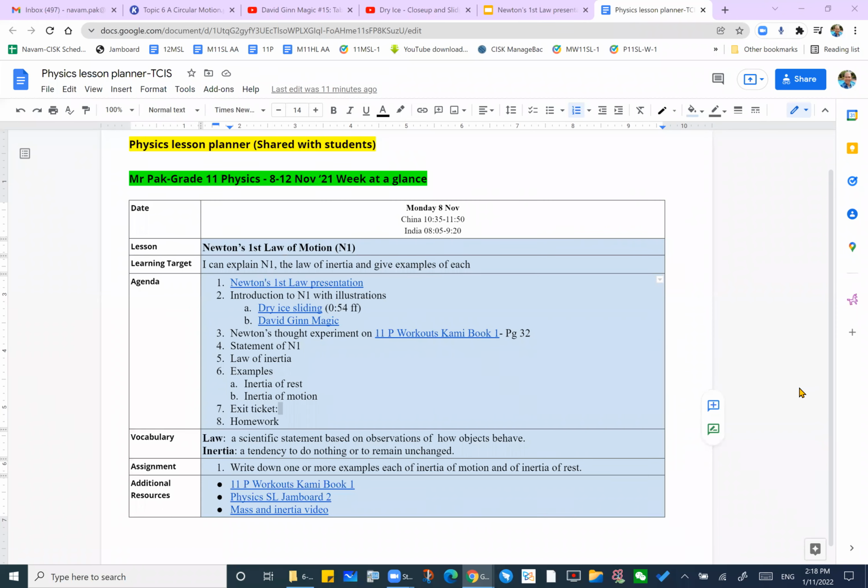Yes. Good morning. Today we're going to talk about Newton's first law of motion. As you can see on my lesson plan here, the learning target for today is that you can explain Newton's first law of motion as well as the law of inertia and give examples. Let's start with the agenda.